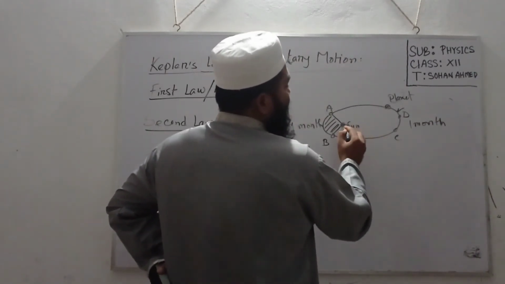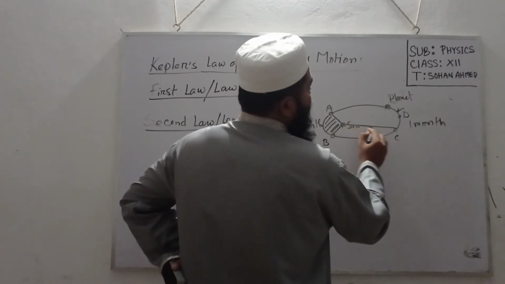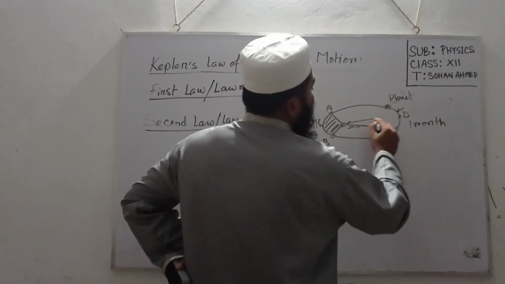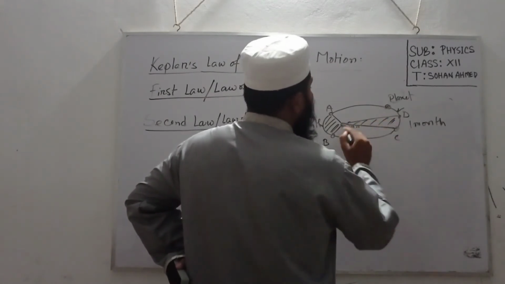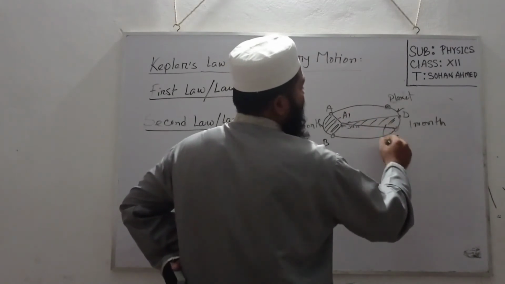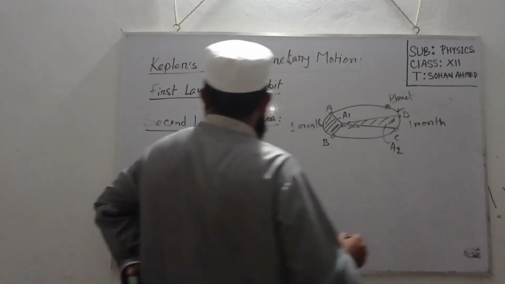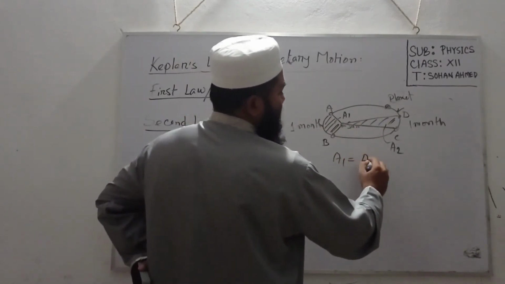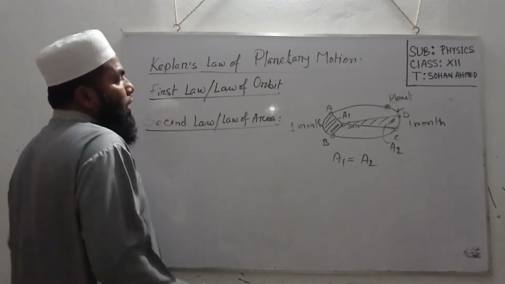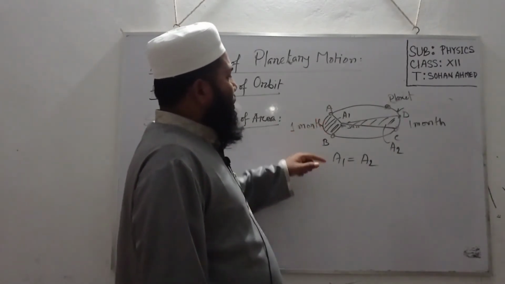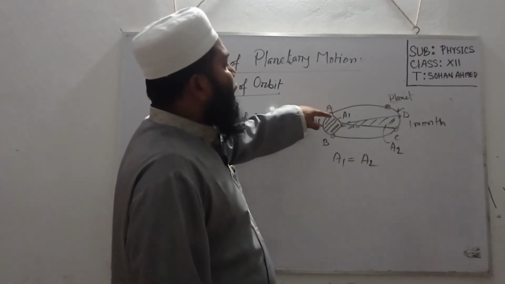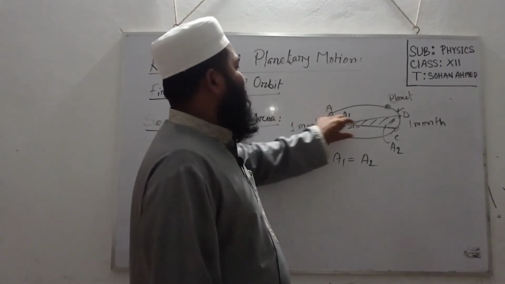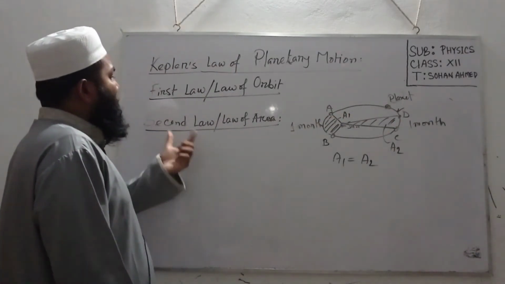And here the radius vector of course sweeps out an area, this area. Suppose this area is A1 and this area is A2. According to the second law, these two areas will be the same. That means in equal intervals of time, the radius vector joining planet to the Sun sweeps out equal areas. This is the second law.